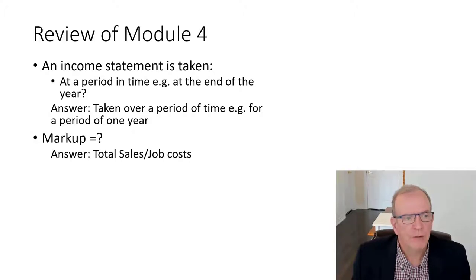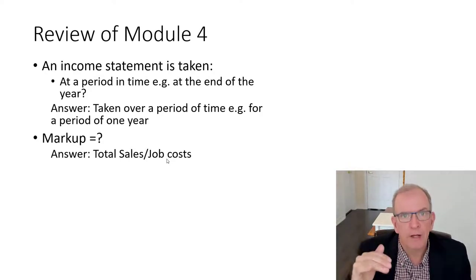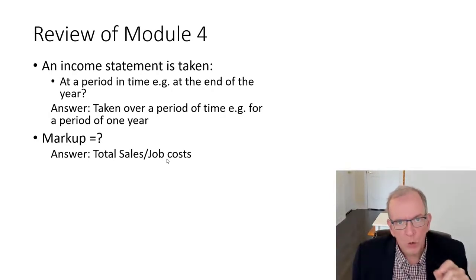So definitely markup. Well, we looked at that, and that's the formula: total sales divided by job costs. And markup gives us the multiplier, the number that we would multiply our direct job costs with to arrive at a final price for the client. And markup, if we know that number, it's including what we've allocated for overhead and what we've allocated for profit.